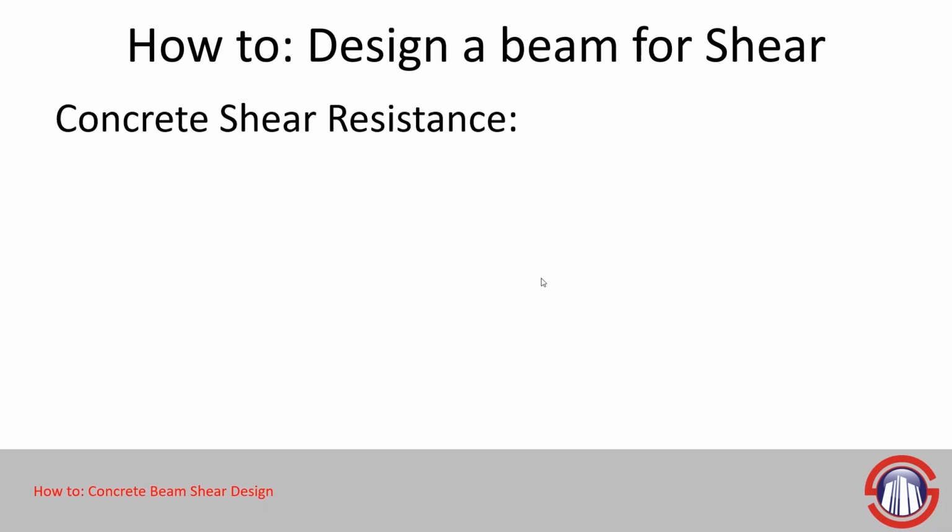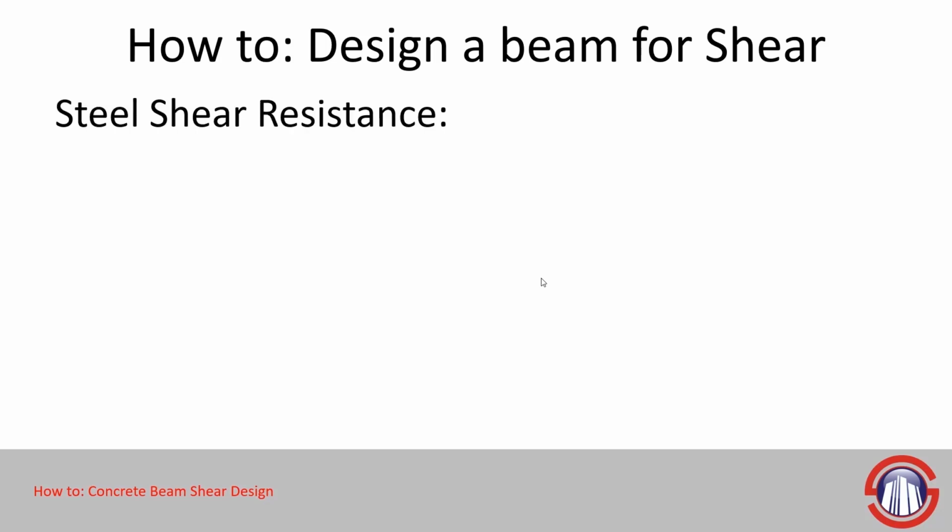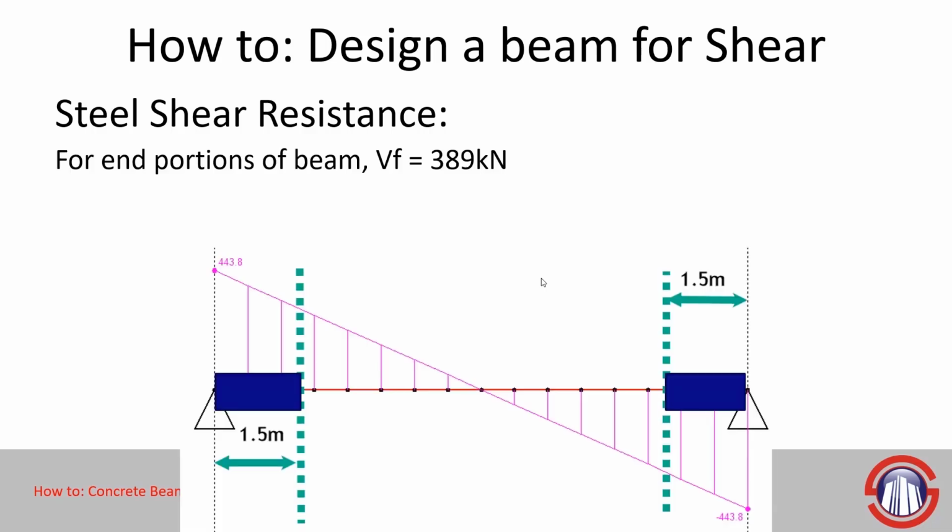Now let's look at the concrete contribution to the shear resistance. We can use the following formula to calculate this resistance. Based on all this information, we get 159 kilonewtons of concrete shear resistance. I'm just rounding up there for simplicity. If we look at the steel shear resistance, we have to look at this in two different parts. We have to look at the end portions where we have different stirrup spacing than the middle. For the end portions, these ones right here, just to remind ourselves, we have our design shear force of 389 kilonewtons. So when we combine the concrete and steel shear capacities, we need more capacity than our design shear force.